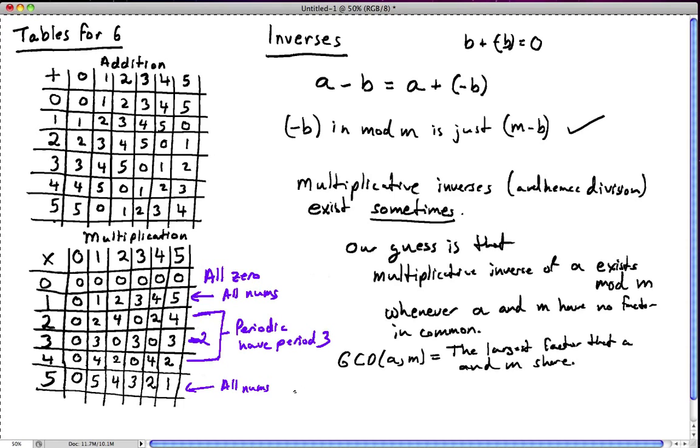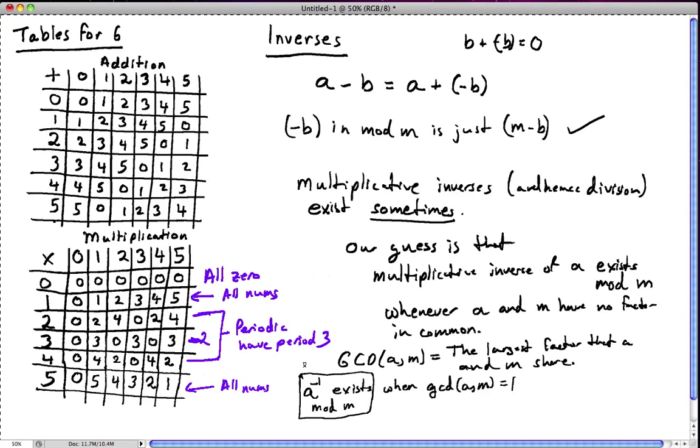So we suspect that what's going to happen is A inverse exists when GCD of A and m is just 1, when the greatest common divisor is just 1. So when we say A inverse, again, this is always A inverse exists mod m. So to understand this, it's good to explore first before we actually set out to prove it.